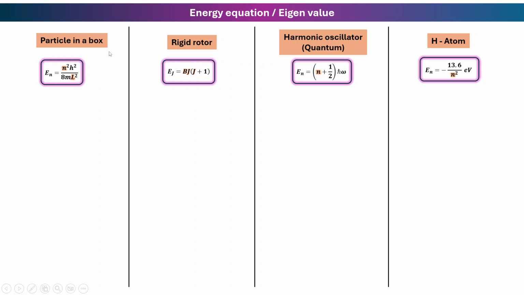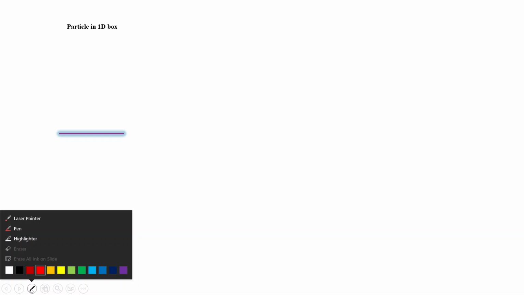We'll now see how we can insert many dimensions in this model. If we start with the simple model, particle in a box, this is the formula: En equals n square h square by 8ml square. Here n is the quantum number for this model, and L is the length of the box. Let's first take a particle in a one dimension box, meaning the particle is only confined to one dimension, to this segment which has axis length L.